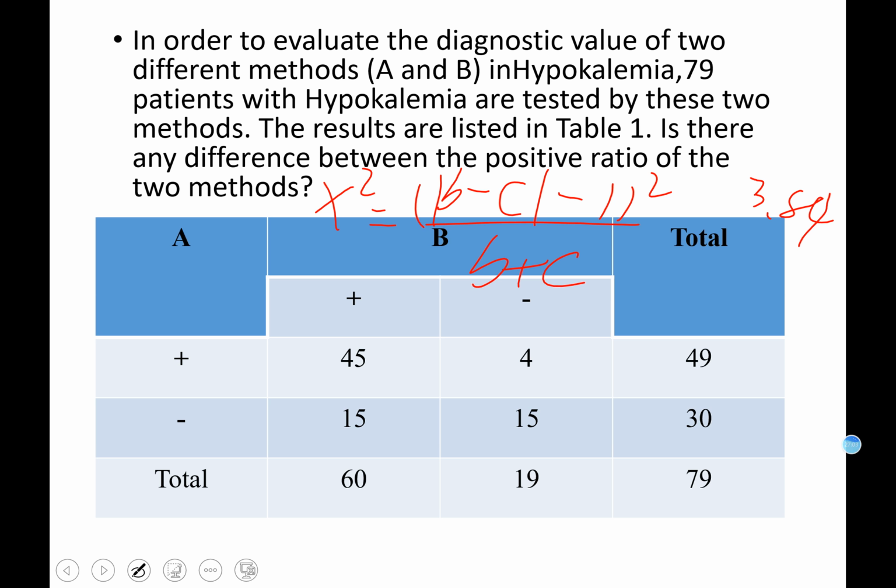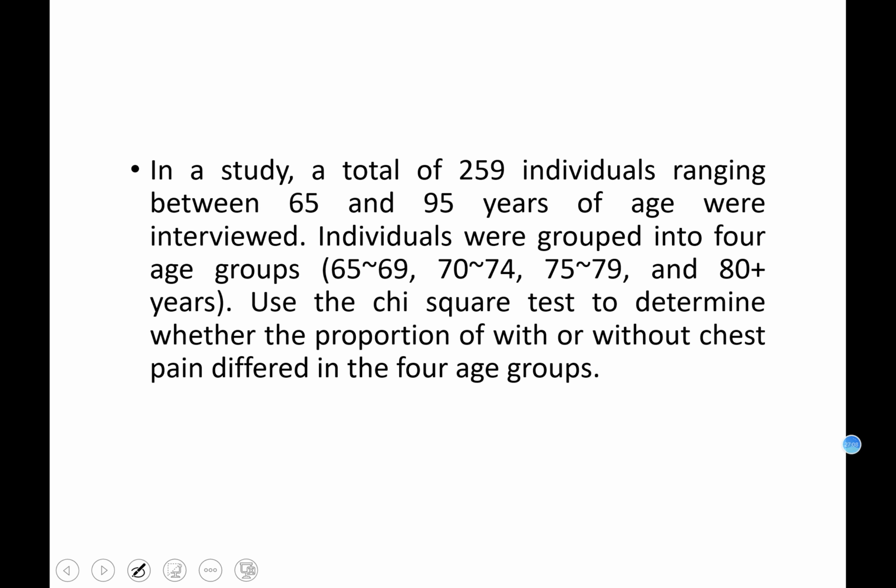Okay, so that's all for the paired sample contingency table. And next one is the R times C table. When we are talking about an R times C table, that means there will be more than 2 rows or more than 2 columns in a contingency table, and then we can call it an R times C table. Okay, so this is the last example in today's class. You can read it by yourself.